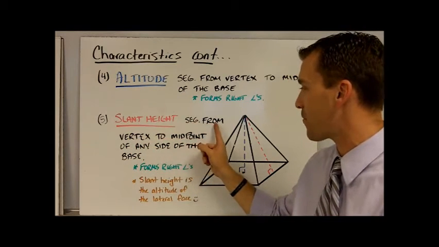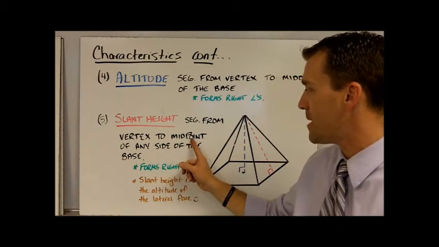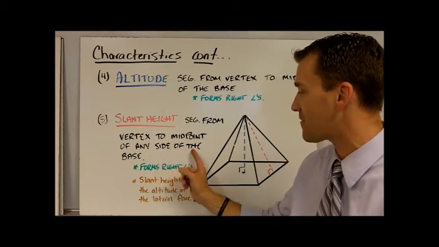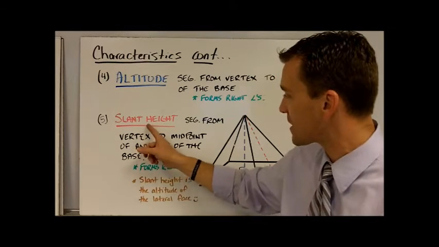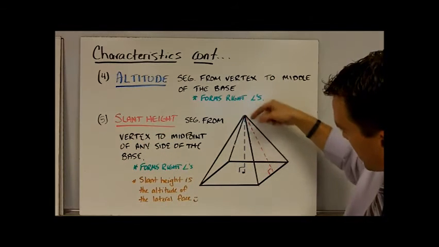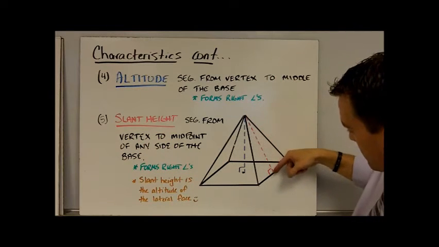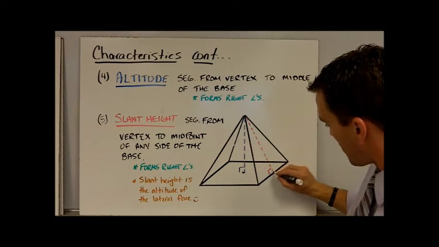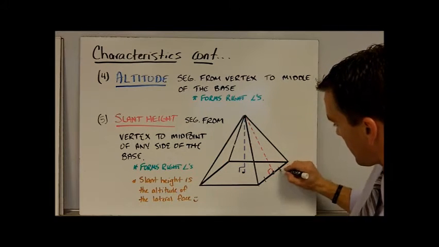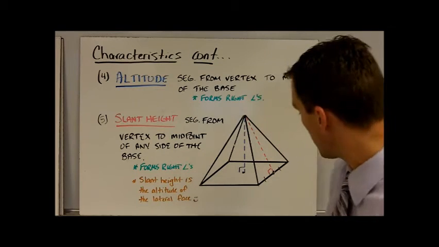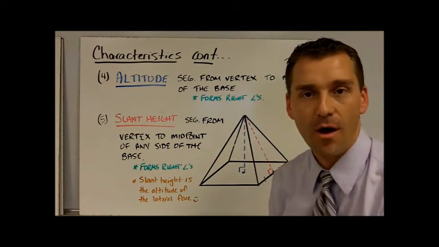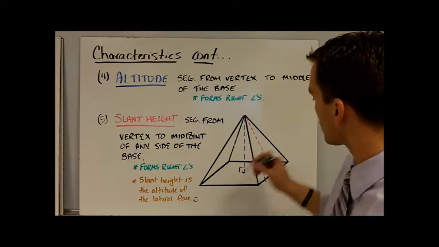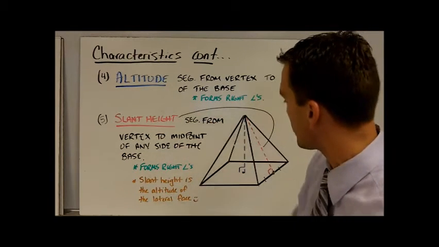That is a segment from the vertex to the midpoint of any side of the base. Now I color-coded this for you. You're welcome. The slant height is this thing over here in my picture. It comes from the vertex, goes down to the midpoint of the edge of the base. So that right there is the slant height, they call it, of the pyramid. So that's pretty cool.